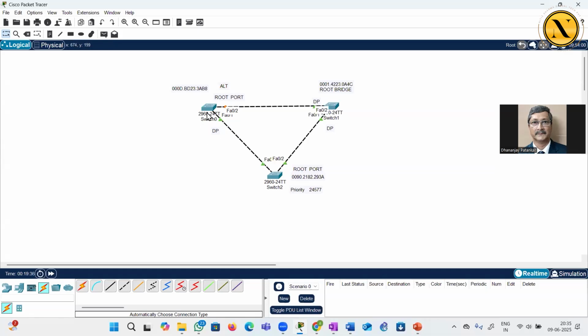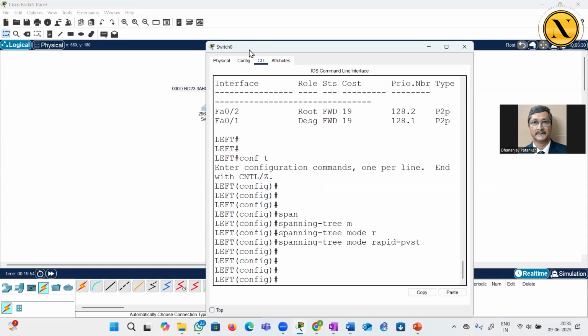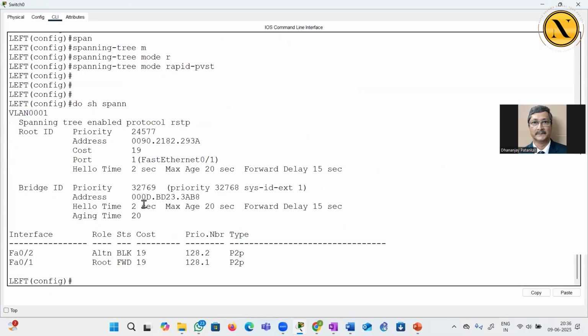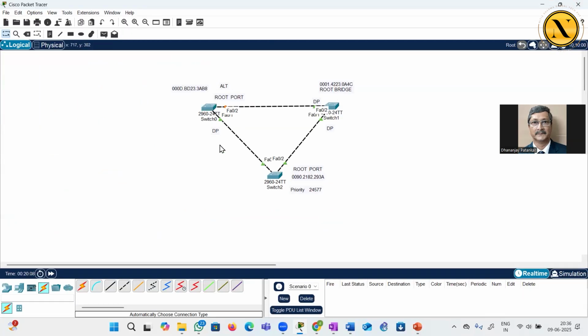Okay? Check. First port should be the root port, second port is blocked. Correct? Because this is a root bridge for VLAN 1. So the first port is here, it should be the root port, and the second is there, it should be blocked. Right? See, first port is the root port, second is blocked. This is no more a DP. Now this is a root port and this is blocked. Alternate. Correct?